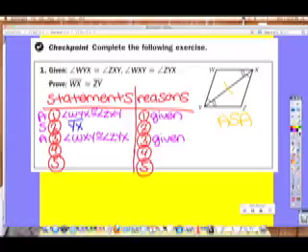Oh. Because they both share it. So you're saying YX from one triangle, YX from the other triangle. But Colton, do you remember the reason why we can do that? Because of the reflexive property. There you go. Reflexive property. Good job.